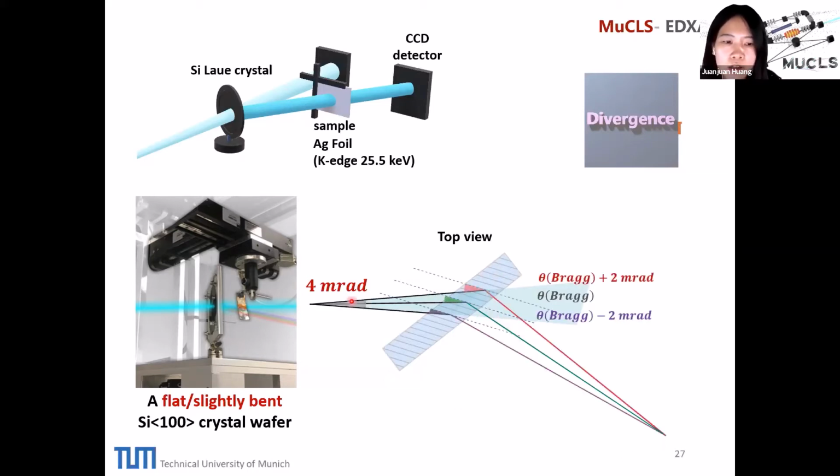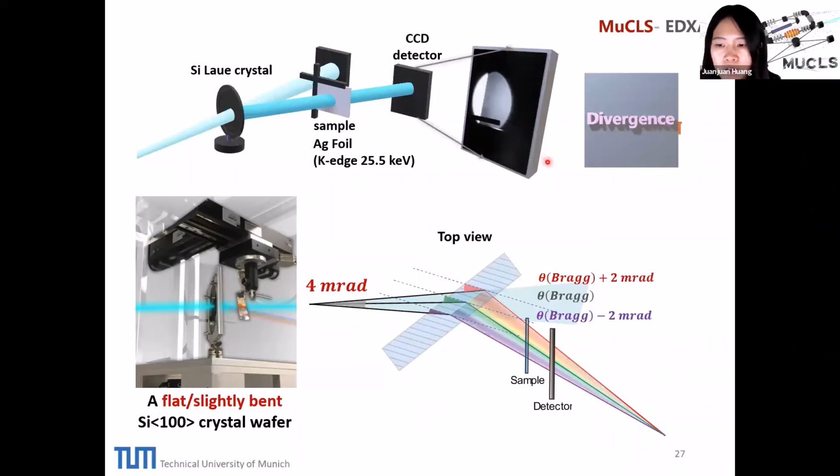Now, because of this 4 millirad, the Bragg angles at these two different positions change a little bit, giving a lower energy on the top and a higher energy at the bottom. This 4 millirad can therefore generate an energy gradient, and this energy range window is very suitable for X-ray absorption spectroscopy. Now, if we put a sample and detectors in the beam, this is what we can observe on the camera.